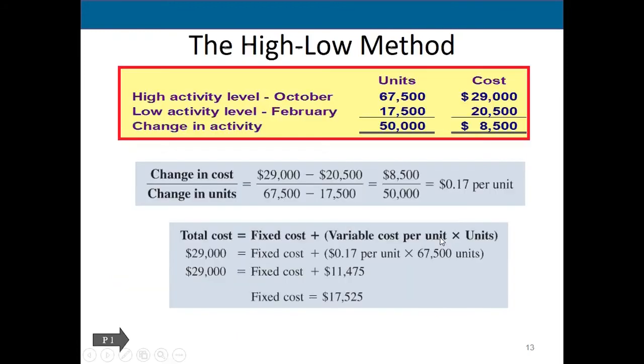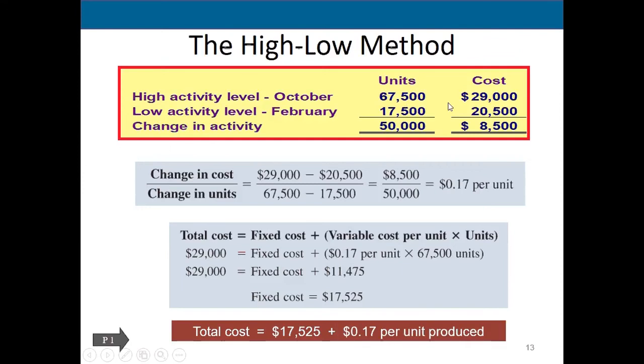Let's look at that formula again. So at the high, our cost is 29,000. At the low, it's 20,500. We do the same kind of math, but we're using real numbers this time, right? So we find that between the high and low, our change in cost is 8,500, and our change in units between high and low is 50,000. And when we do that math, we say that it must be 17 cents per unit.